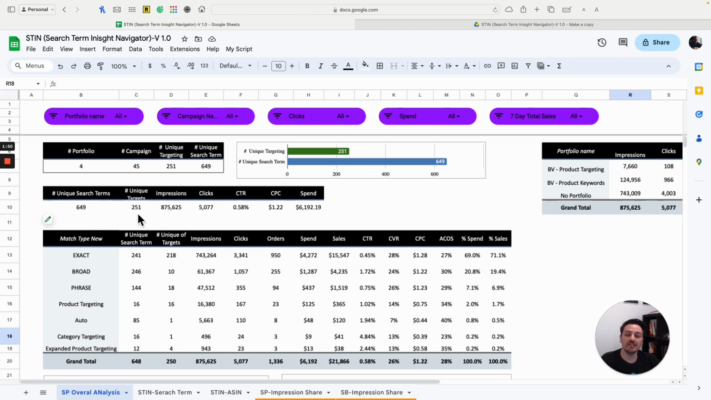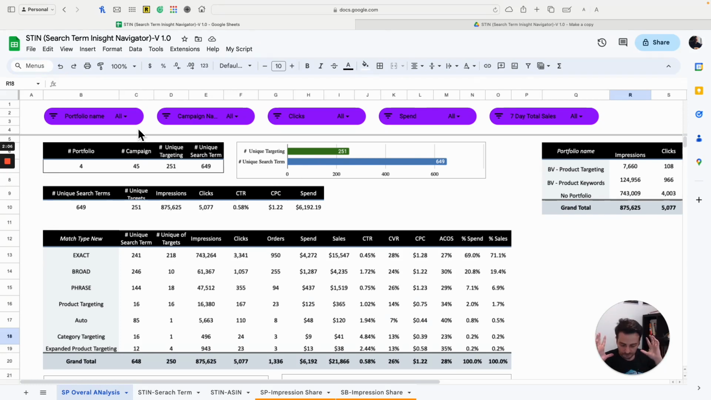I'll explain why I'm repeating this here. Impressions, clicks, CTR, CPC, spend. This is an account level. But the reason I have this here is if you want to identify your wasted money, right? Let's say you want to say, I have a portfolio.